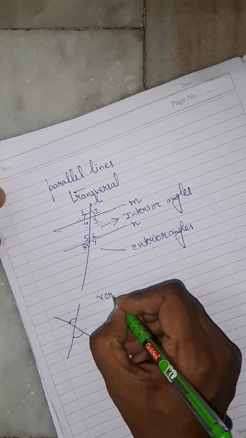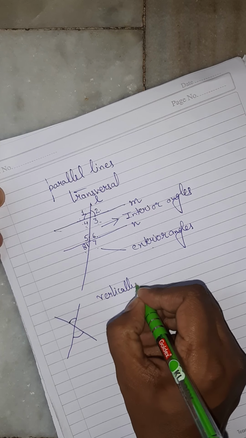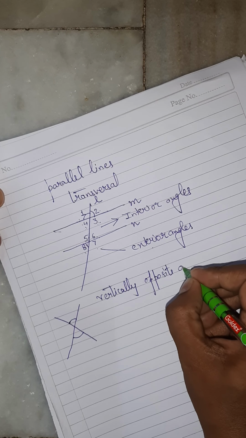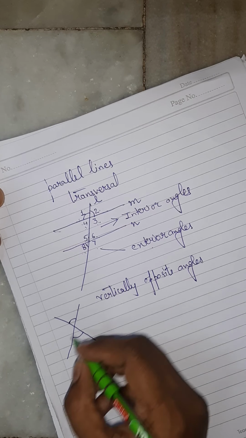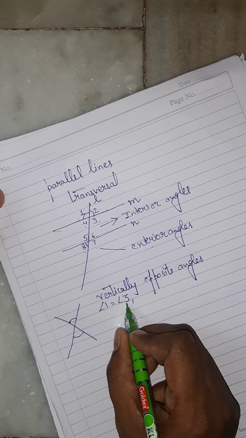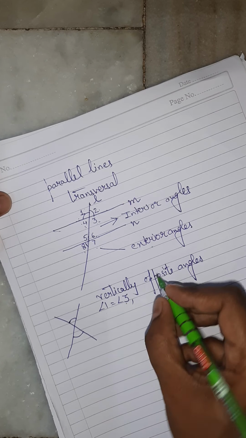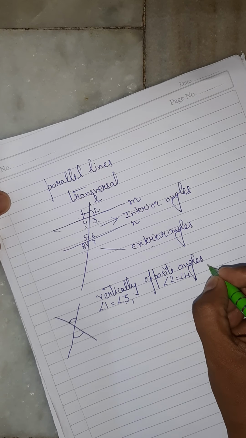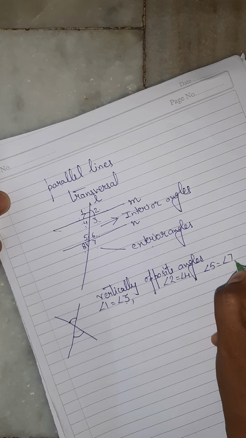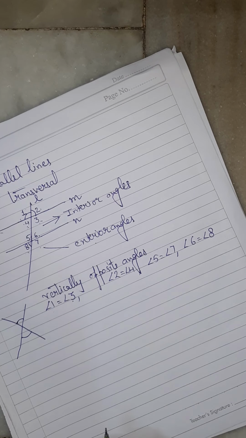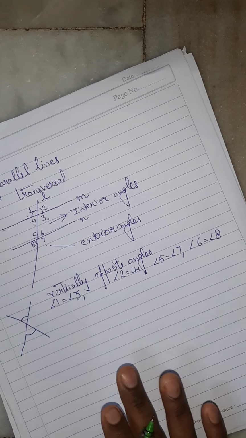So when we talk about vertically opposite angles, I can say angle 1 is equal to angle 3. Vertically opposite angles are always equal, do remember, right? Then angle 2 is equal to angle 4. Then angles 5 and 7 are equal. Also angles 6 and 8 are equal. Correct? This is again previous concepts.